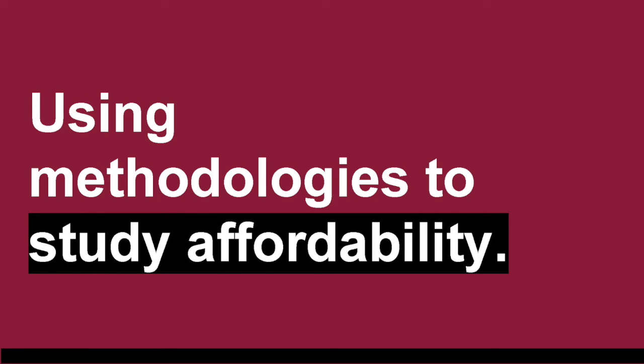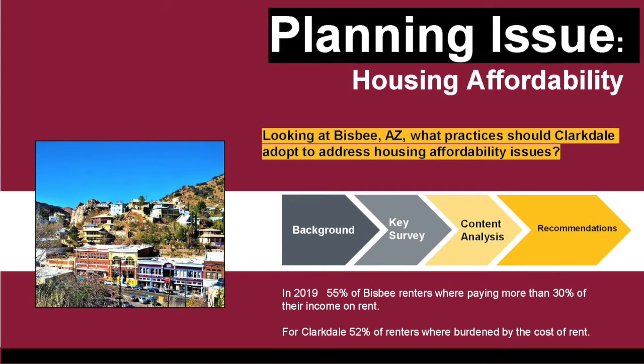Using this as a backdrop, our project is about affordability. To better understand this, we implemented several different strategies to formulate our planning problem and to study it. When approaching this project, we took a three-pronged approach. We were looking to understand what housing affordability practices are being used in Bisbee. We started by first getting to understand the demographic and economic trends in Bisbee.